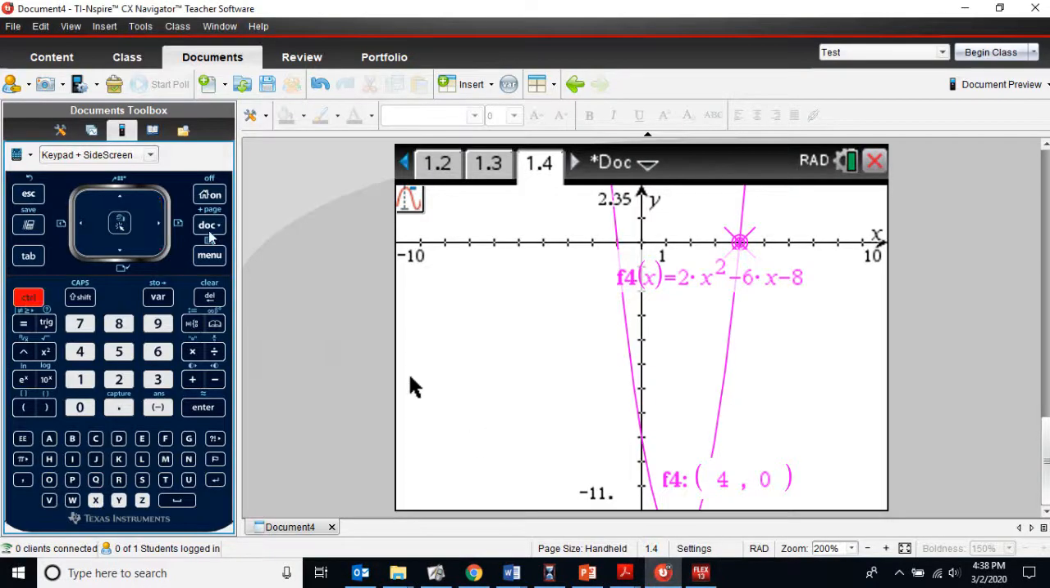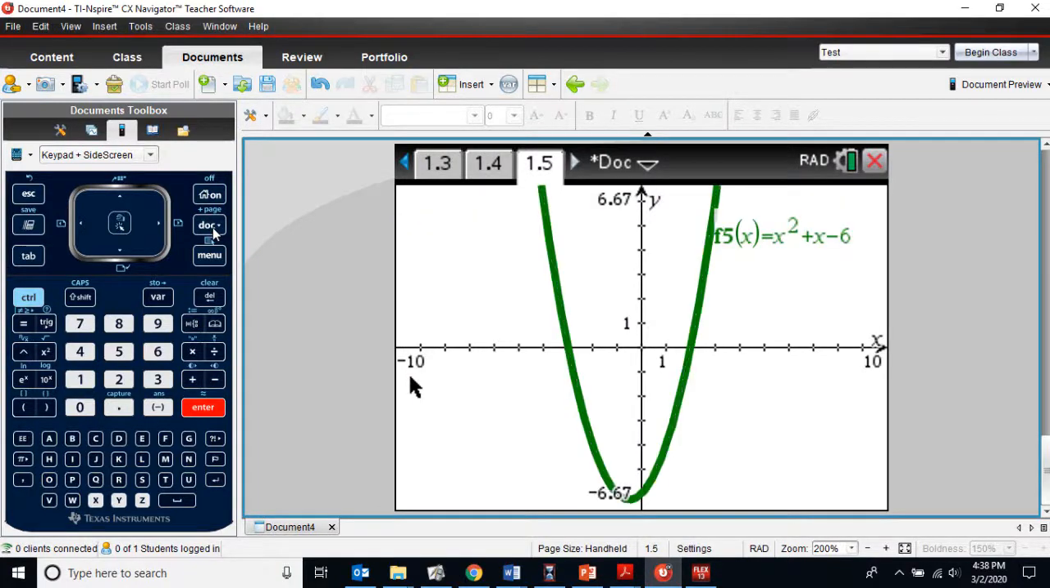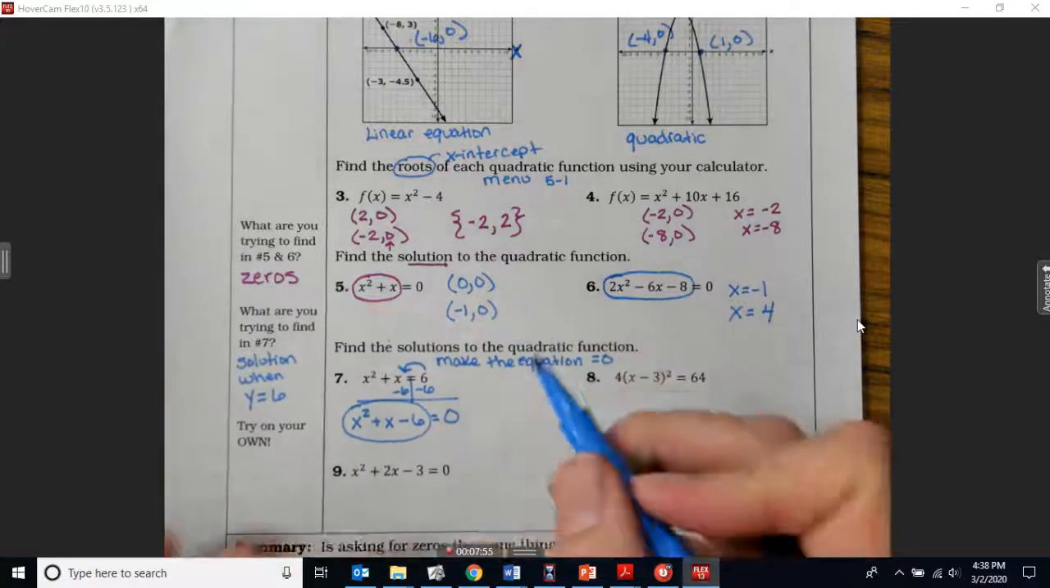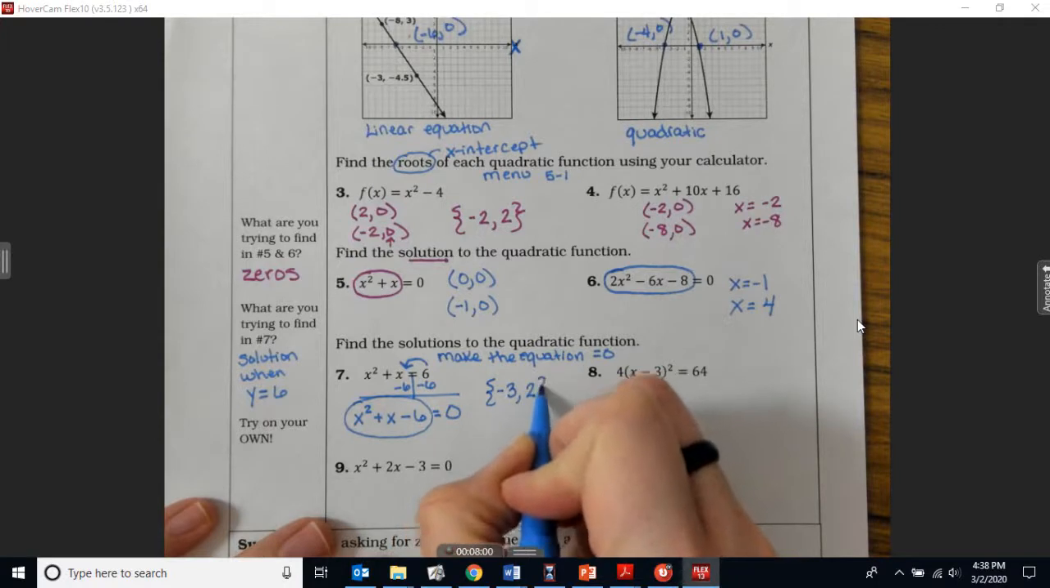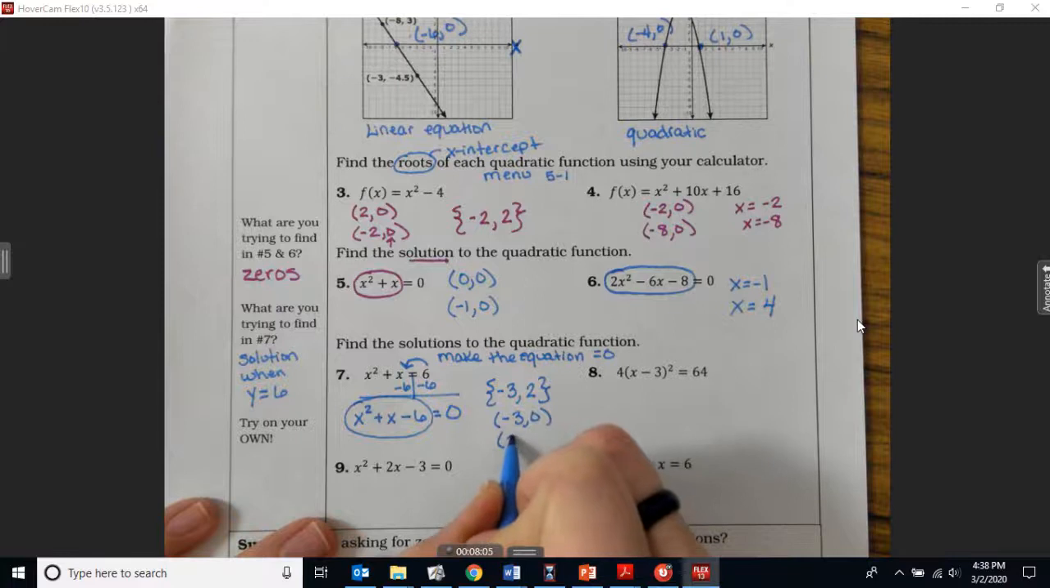So Control Doc, number 2, we're going to type in x squared plus x minus 6. And here my zeros are 2, 0, and -3, 0. Again, menu 5, 1, 2, 0. Scroll to the left, we get -3, 0. Okay, so here my answers are -3 and 2. Or we could have said -3, 0 and 2, 0.